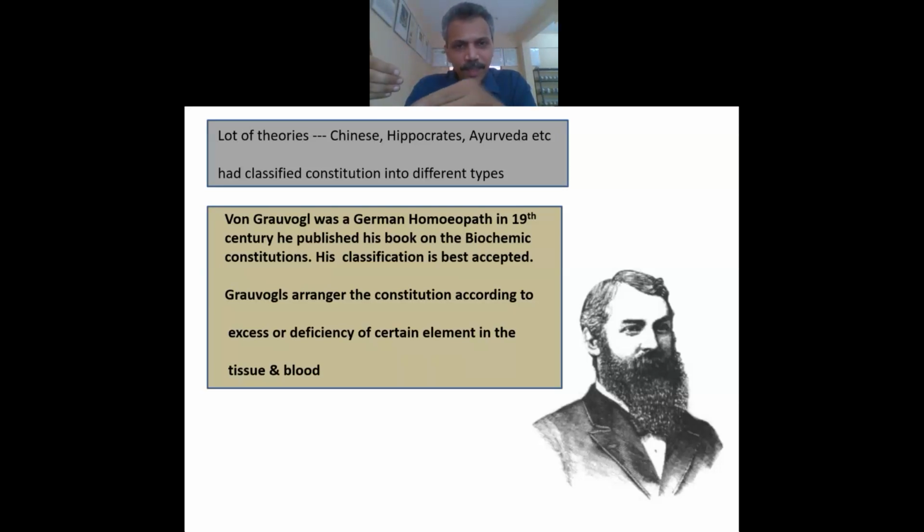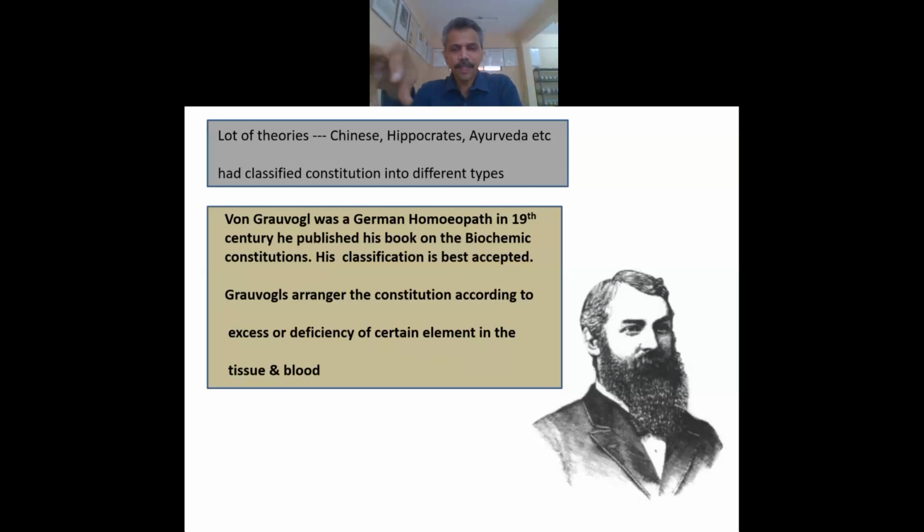So whatever I tell you in the next few minutes is based on von Grogol's constitution. Try to understand; we'll go step by step. It's a very simple topic. I'll also tell you the key points in the end, or we can have a small revision and conclude. Though Chinese, Hippocrates, Ayurveda, Unani and other systems have their own way of understanding constitution, we follow von Grogol's classification.